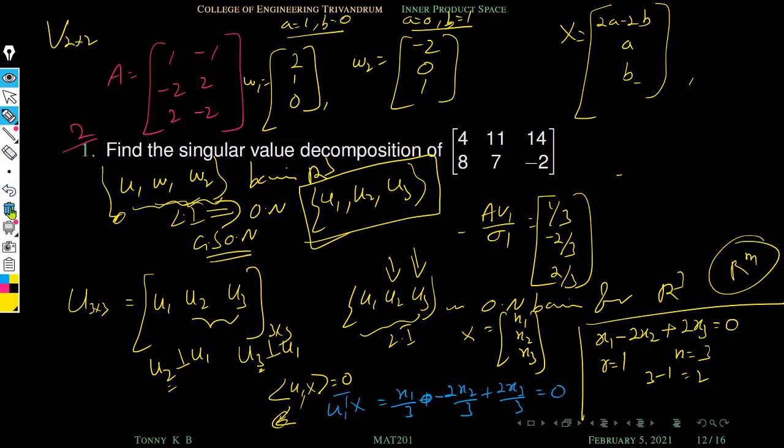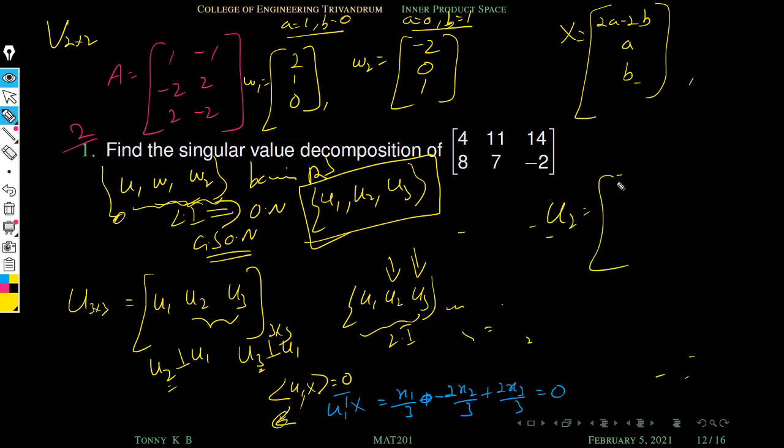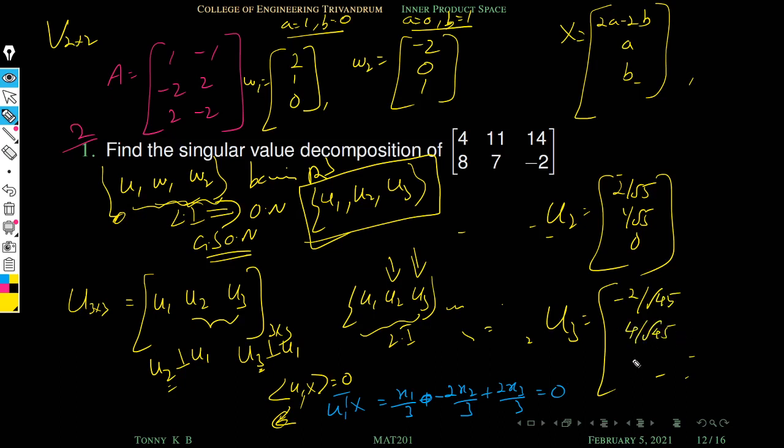Then after simplification, after the Gram-Schmidt orthonormalization process, we get u2 like this: 2 by root 5, 1 by root 5 and 0, and u3 is like this: minus 2 by root 45 and 4 by root 45 and 5 by root 45. Now the problem is solved.